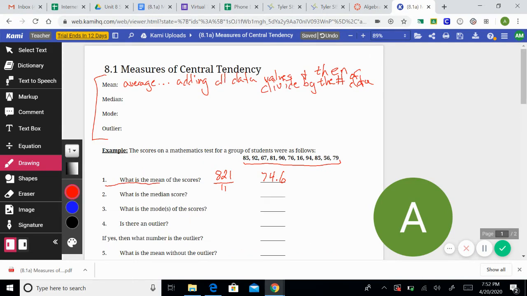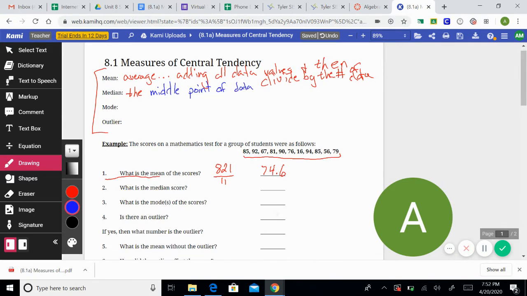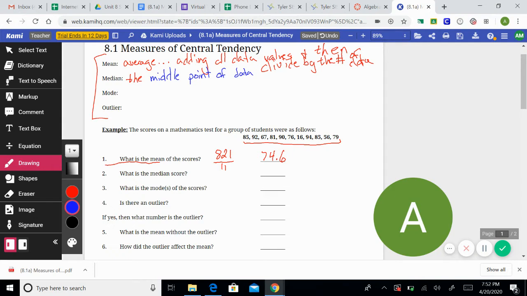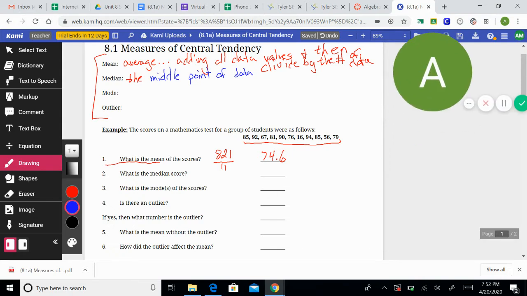Let's talk about the median. The median is just the middle point. Oh, let's change colors. Okay, so to find the median, what we're going to do is we're going to take our data and we're going to write them from least to greatest. So I'm going to do that real fast.